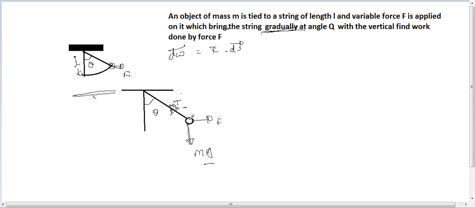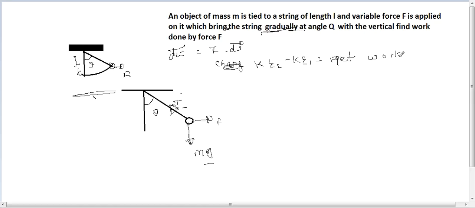So let's think that there is another method by which we can solve it. Let's think about the work energy theorem. You will wonder how powerful this statement is. The work energy theorem says the change in kinetic energy, KE2 minus KE1, is equal to the net work done.